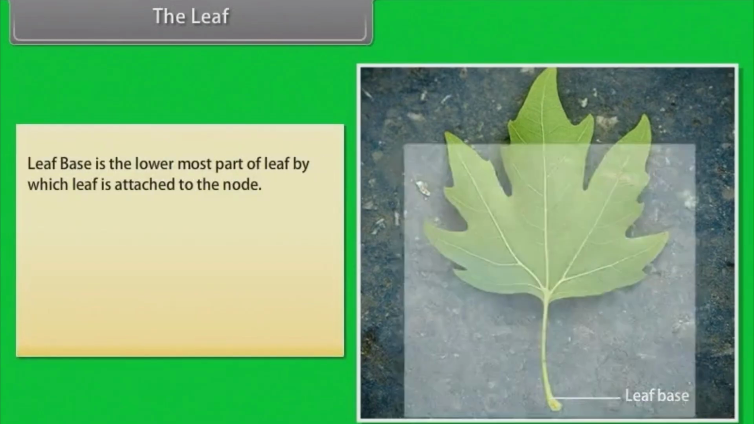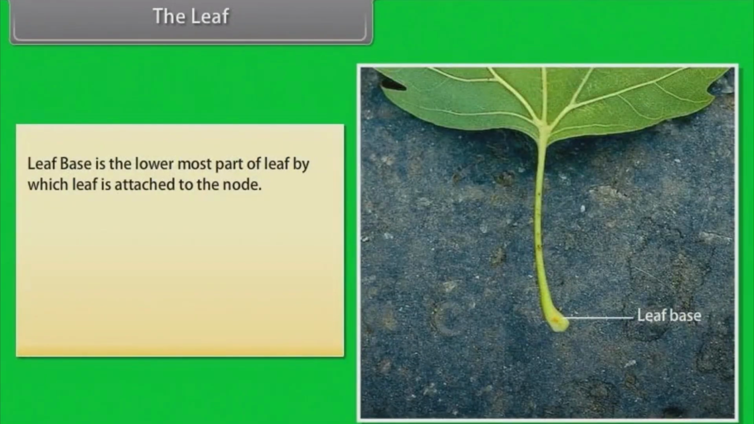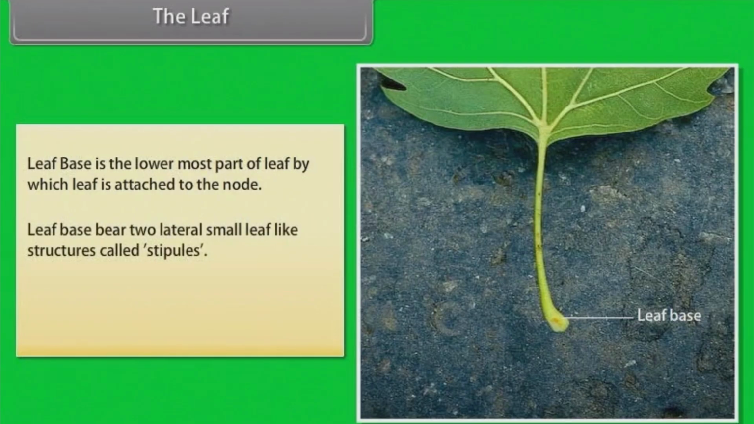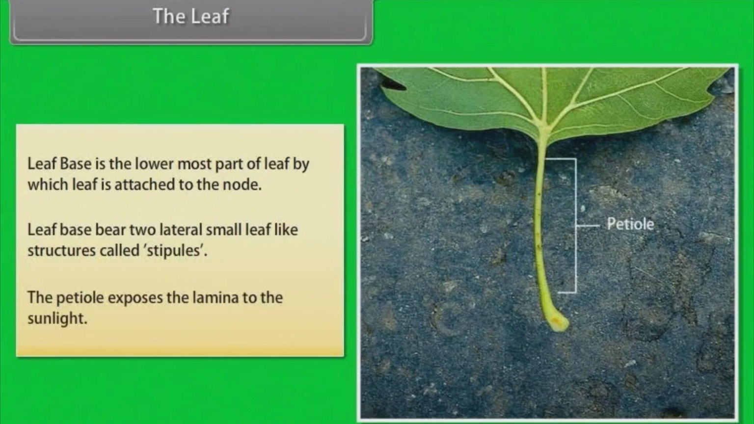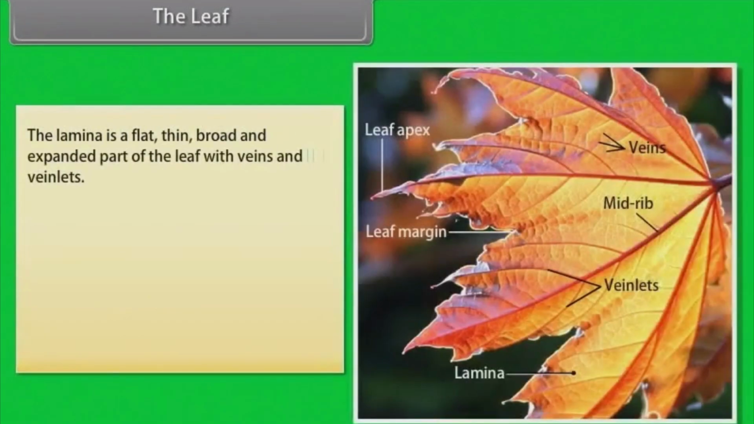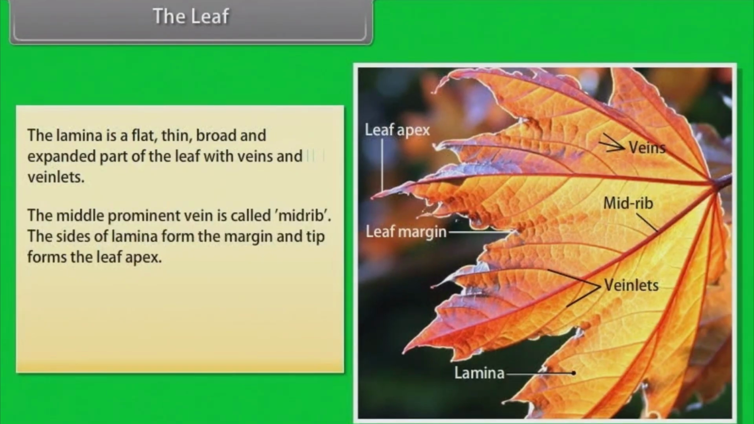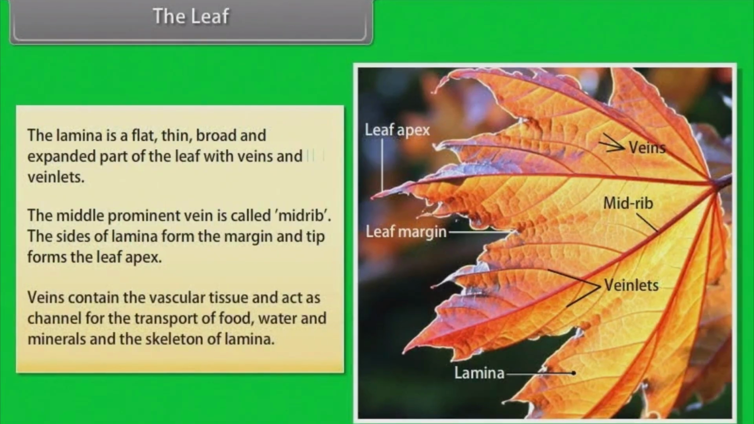Leaf base is the lowermost part of the leaf by which the leaf is attached to the node. Leaf base bears two lateral small leaf-like structures called stipules. The petiole exposes the lamina to the sunlight. The lamina is a flat, thin, broad, and expanded part of the leaf with veins and veinlets. The middle prominent vein is called midrib. The sides of lamina form the margin and tip forms the leaf apex. Veins contain the vascular tissue and act as channels for the transport of food, water, and minerals, and the skeletal framework of lamina.